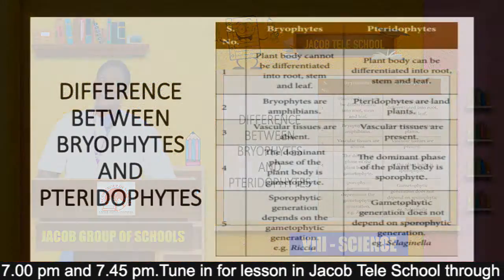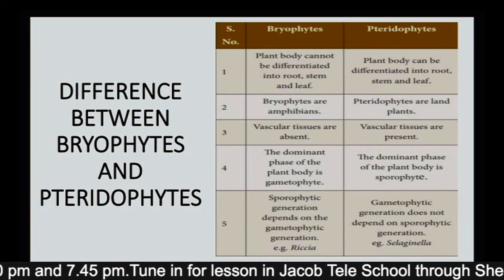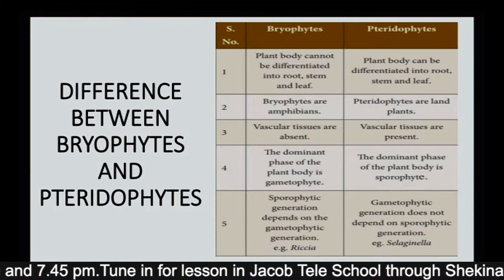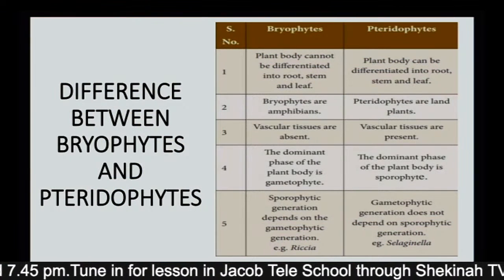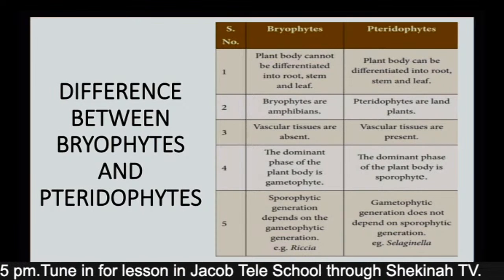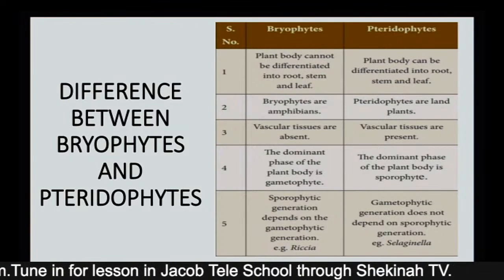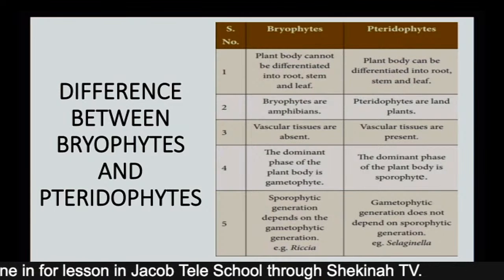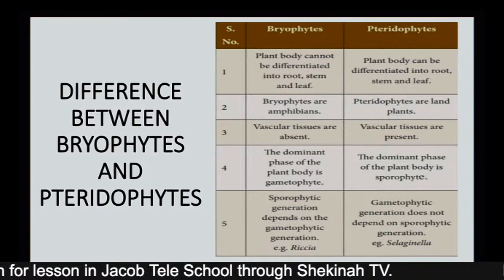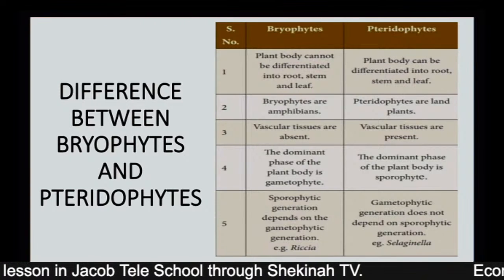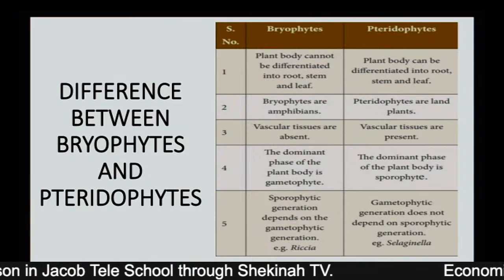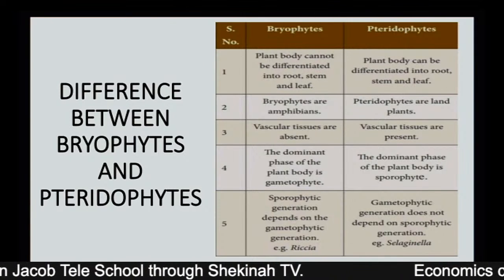Vascular tissues are not seen in bryophytes, but in pteridophytes we can see them. In bryophytes the entire plant body is called the gametophyte. In pteridophytes the entire plant body is called the sporophyte, and here the sporophytic generation is always dependent on the gametophytic generation. Sporophyte means spore producing, gametophyte means gamete producing.